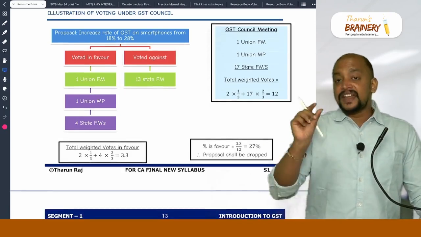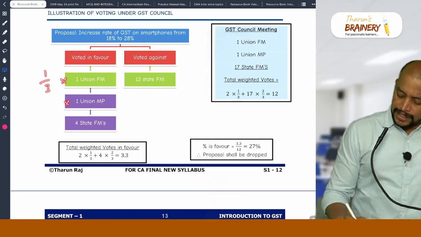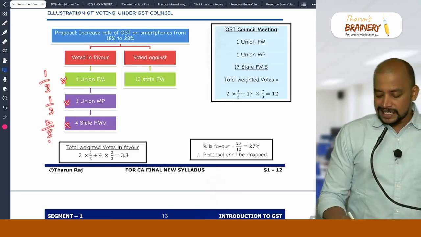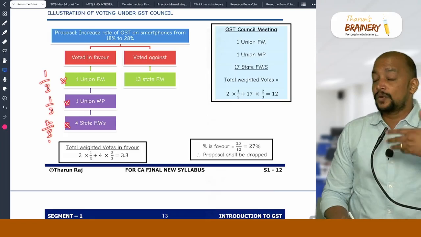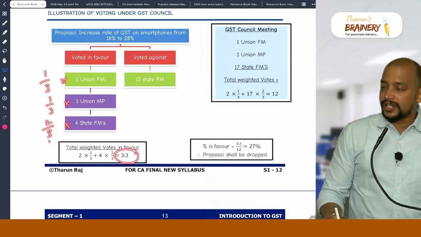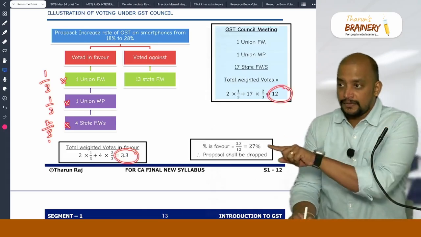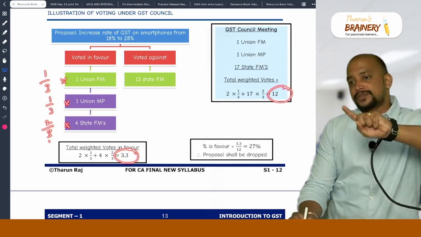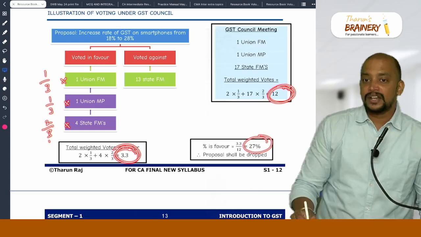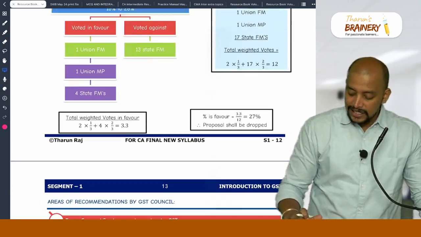Now, what is the weighted votes in favor we need to see? So 1 into 1 by 3 plus 1 into 1 by 3 plus 4 into 2 by 3. What is the weighted majority here? That is total weighted votes in favor. So 1 into 1 by 3 plus 1 into 1 by 3 plus 4 into 2 by 3, that is 3.3 is only the weighted votes in favor. What is the total weighted? 12. 3.3 divided by 12 into 100. What is 3.3 divided by 12 into 100? 27. But how much majority is required? 3/4. You understood? So here it is just 27%.